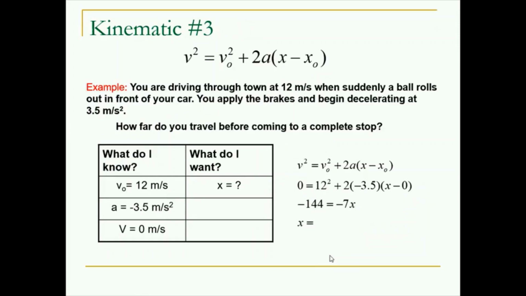All right, here's our third kinematic equation: velocity final squared equals initial velocity squared plus 2 times acceleration times displacement final minus displacement initial. So we've got this problem, and I'm just reading through that.